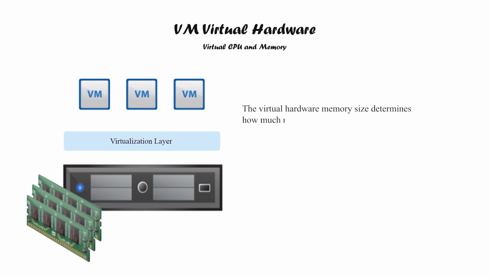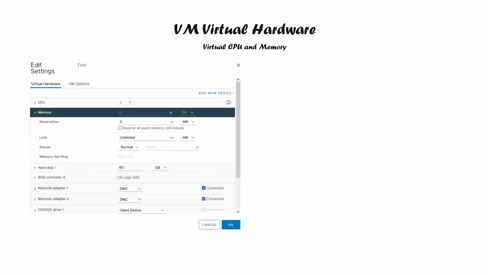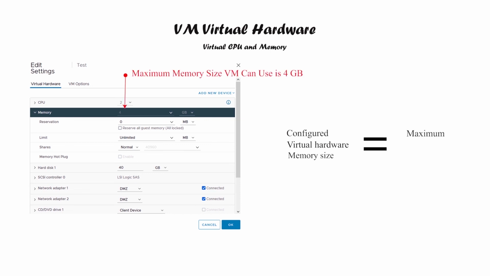The virtual hardware memory size determines how much memory is available to applications that run in the VM. A VM cannot use more memory resources than its configured virtual hardware memory size.